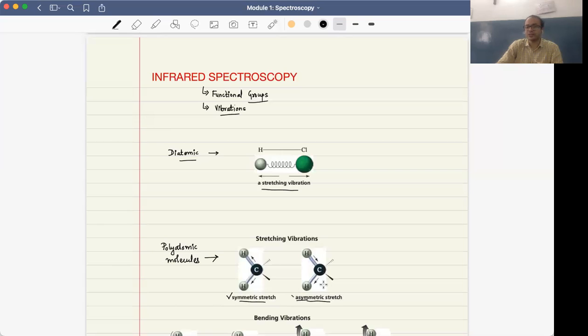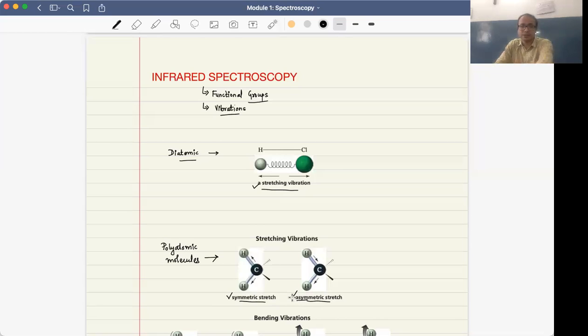So when this compression and elongation happen in a stretching mode, we see that as an asymmetric stretching vibration. So in a polyatomic molecule, it's not just a simple stretching mode that we are observing, but two different kinds of stretching modes. One is symmetric stretching, when the bonds are elongating or compressing in the same fashion, or it could be an asymmetric stretch where one bond is compressing and the other bond is elongating. Thereby we have two different types of stretching mode possible.